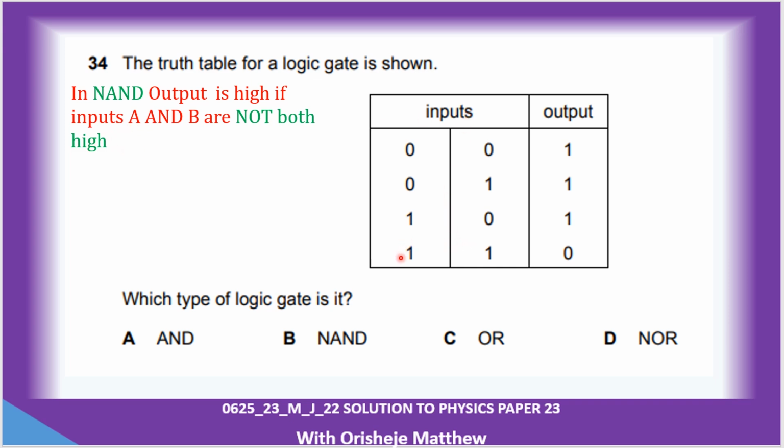So output, you look at it here. If both are high, it will be 0. Are not both high. So this one is what? So if you look at that, that is a NAND gate, that is B.